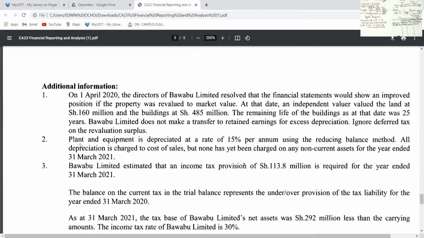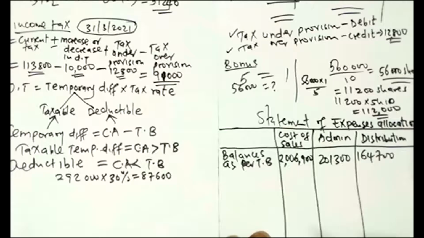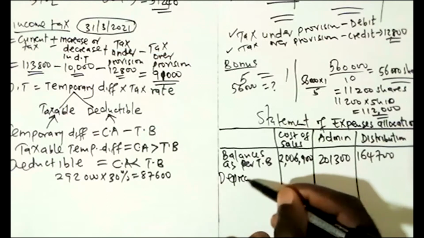The next one is number two, the depreciation on plant and equipment. Again, we did that one using the reducing balance method. But now you need to know where to classify these expenses. Checking additional information number two, the last sentence there says all depreciation is charged to cost of sales, but none has yet been charged on any non-current asset for the year ended 31st March 2021. So let us record those expenses concerning depreciation.